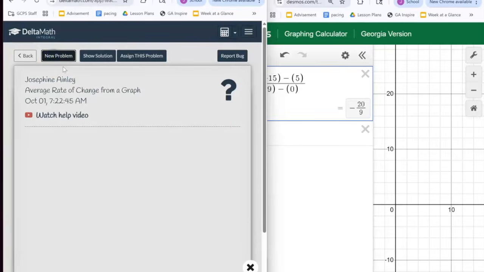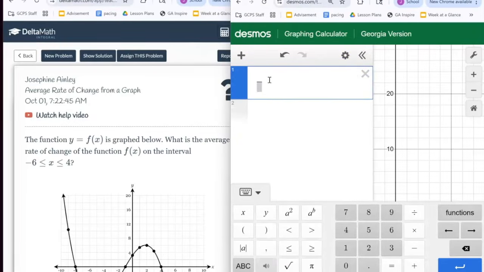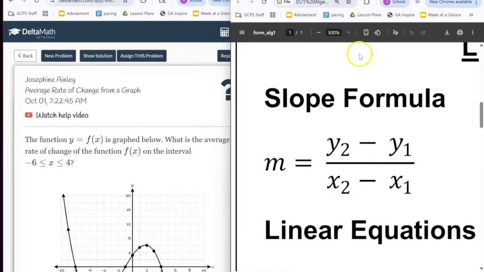Again, I'm going to do one more just to make sure you're okay. So you're going to start off with divide, parentheses minus parentheses over parentheses minus parentheses. All right, according to the formula, you're putting the x's on the bottom. I always start with that before I even look at the question. I go x2, then x1. So here's x, x1, x2. So this is x2. So it goes 4, -6.